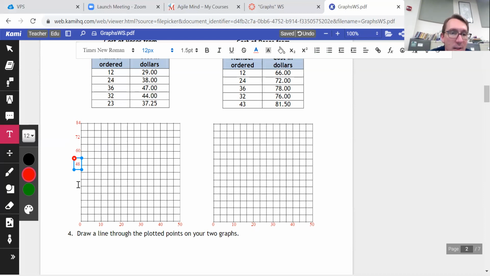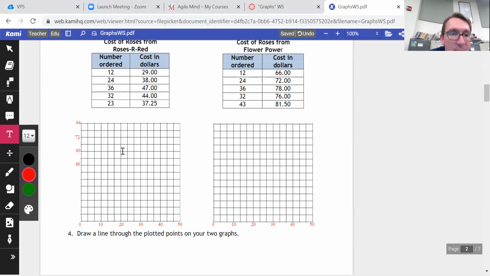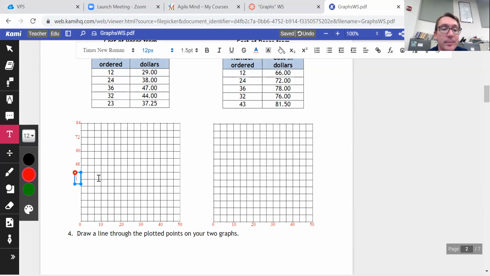Why? Because this goes up to 84 and my highest number is 81. So I made everything as spread out as possible in my graph. Everything's going to fit on there, but it's not all going to be in one little tiny corner. And that's our goal.